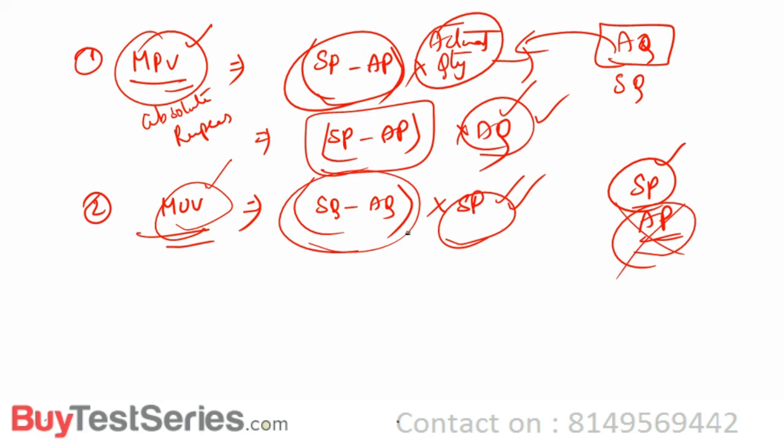Because standard price is a more reliable number. It is not affected by unnecessary temporary fluctuations, and therefore whatever the efficiency or inefficiency of the purchasing department will not creep inside this material usage variance.